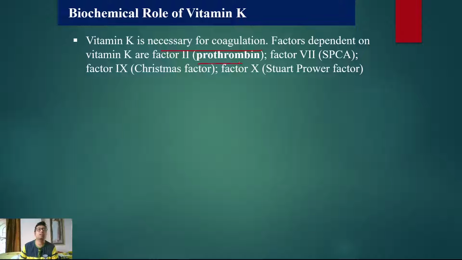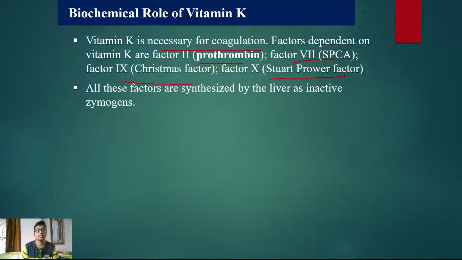So factor 2, that is prothrombin; factor 7, that is serum prothrombin conversion accelerator, SPCA, previously known as proconvertin; factor 9, that is Christmas factor; and factor 10, Stuart-Prower factor. So these are the factors that are helped by vitamin K to get activated.